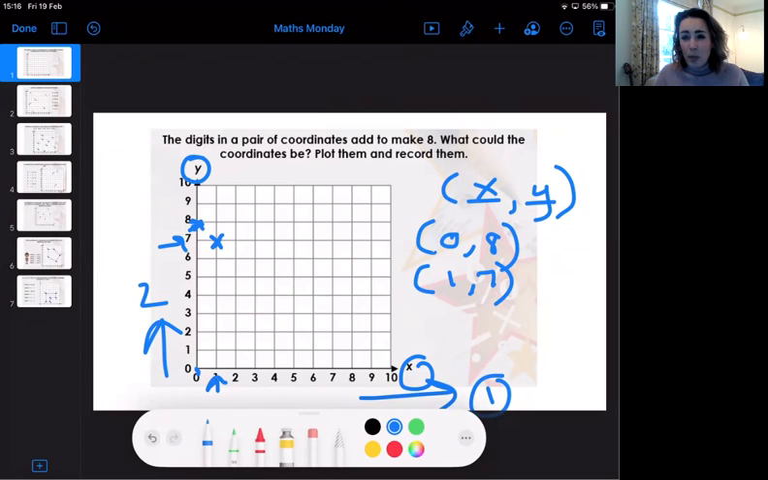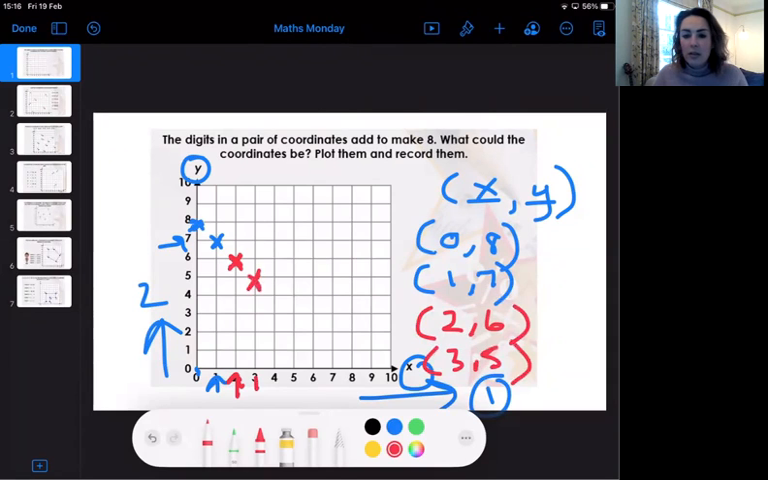Let's have a look at the next couple together, and then I look forward to seeing them sent in to me via Dojo. If we were working logically, you might have 2 and 6, because I know 2 add 6 equals 8. So we're going to look at 2 on the x-axis. We're going to read up to 6. The next one, 3, 5. 5 and 3 make 8. So I'm looking at 3 on my x-axis and I'm reading up to 5.